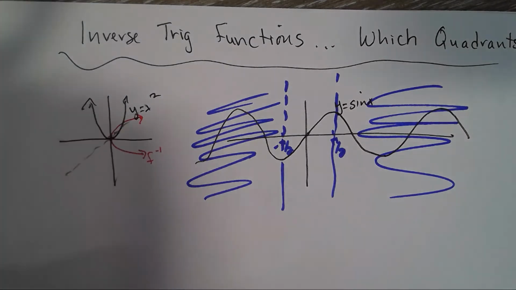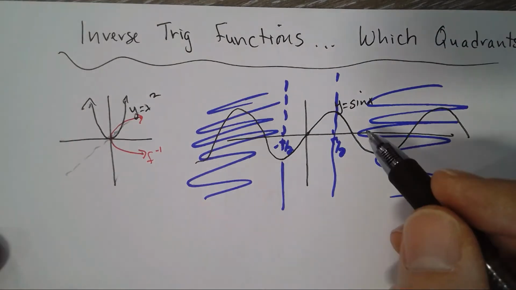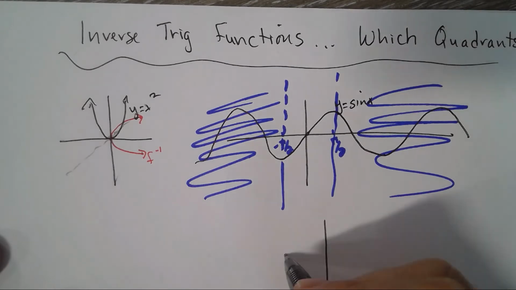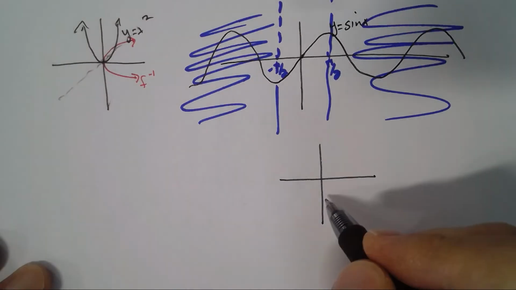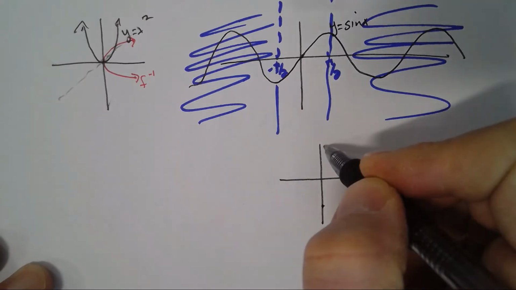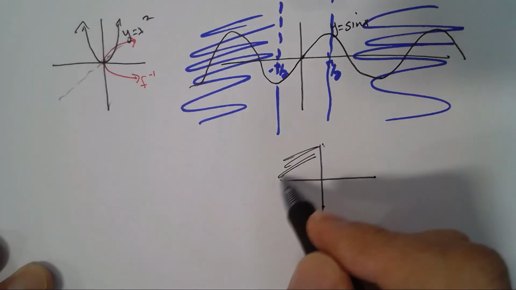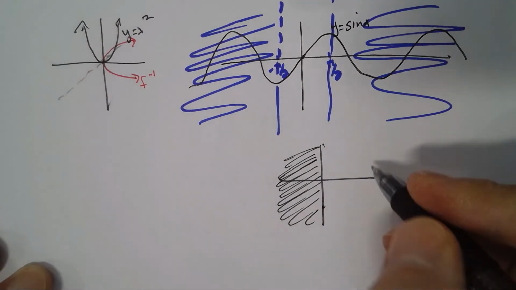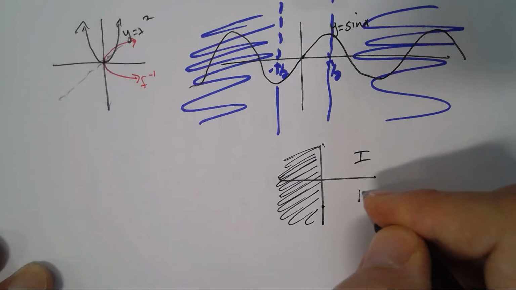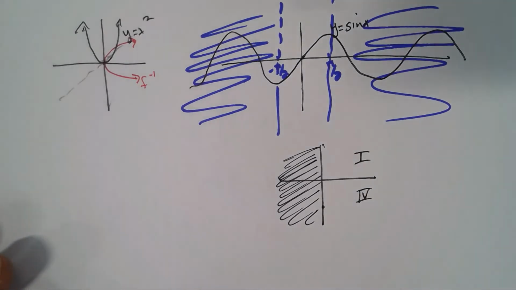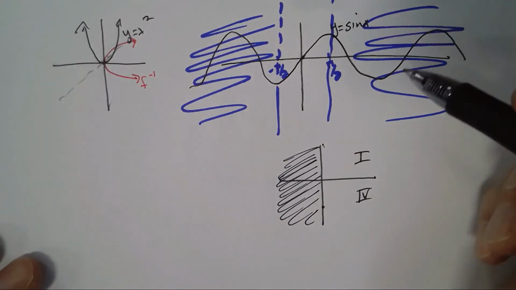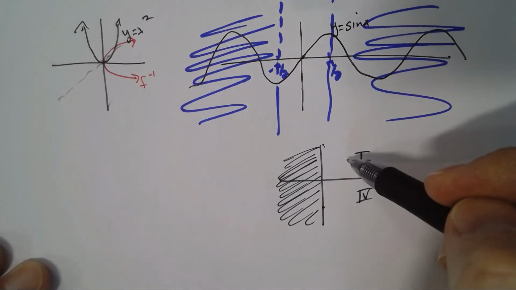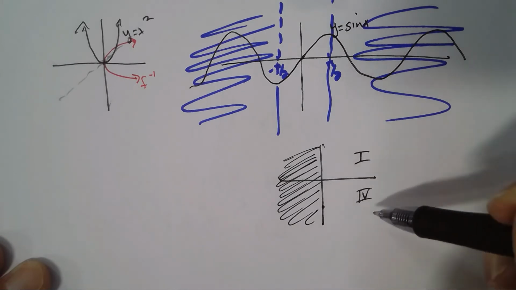Okay, so we say that we're going from negative pi over 2 to pi over 2. Well, on the unit circle, that means we're not going beyond pi over 2 or before negative pi over 2. So we're only going to be in quadrants 1 and 4 for inverse sine. If you get a positive, so inverse sine of a positive number, it's going to be quadrant 1. Negative would be quadrant 4.